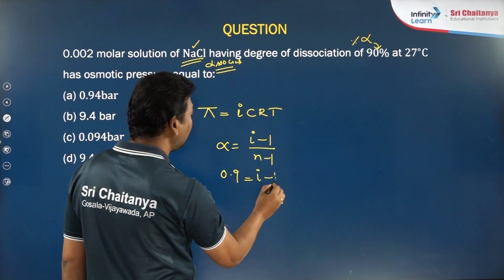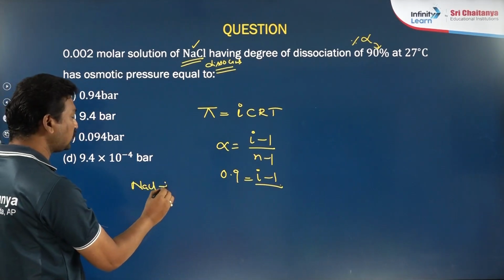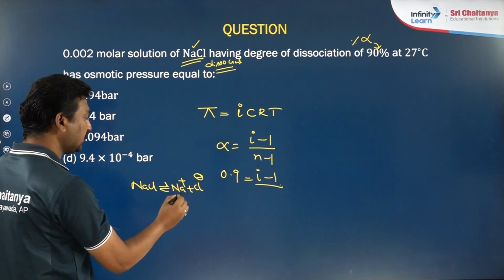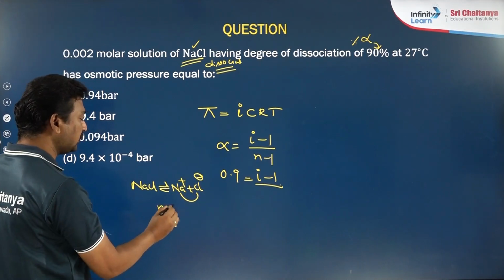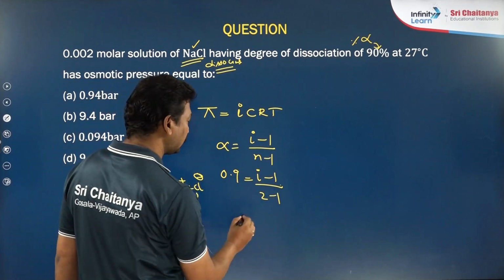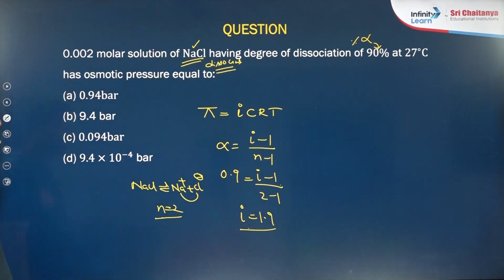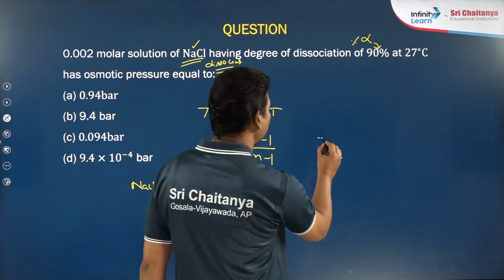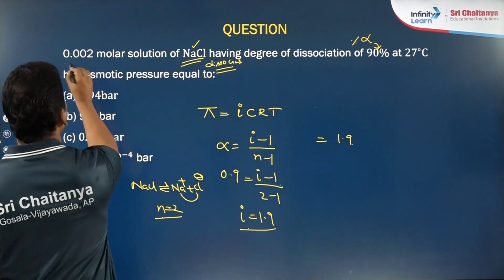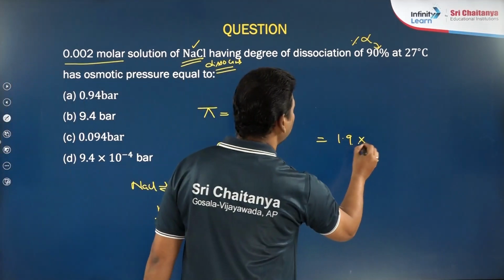(i minus 1) by, what is the n value for NaCl? NaCl upon dissociation gives Na plus as well as Cl minus. So how many particles? It is having 2. 2 minus 1. So then i is equal to 1.9. We got the i value as 1.9. And what is the molarity mentioned? 0.002. That's the C value, 2 into 10 power minus 3.